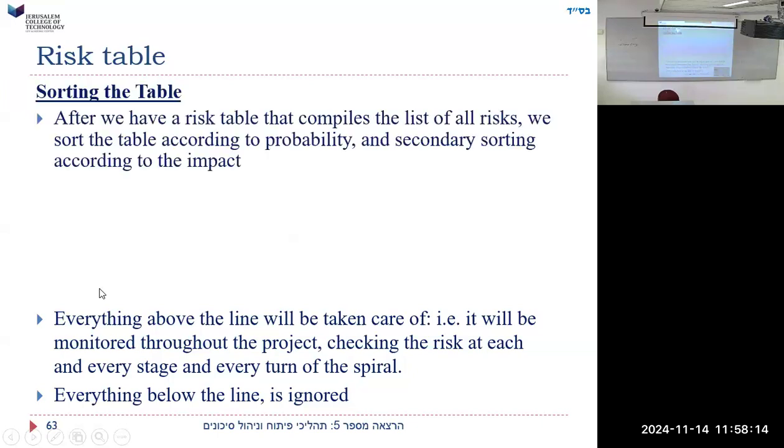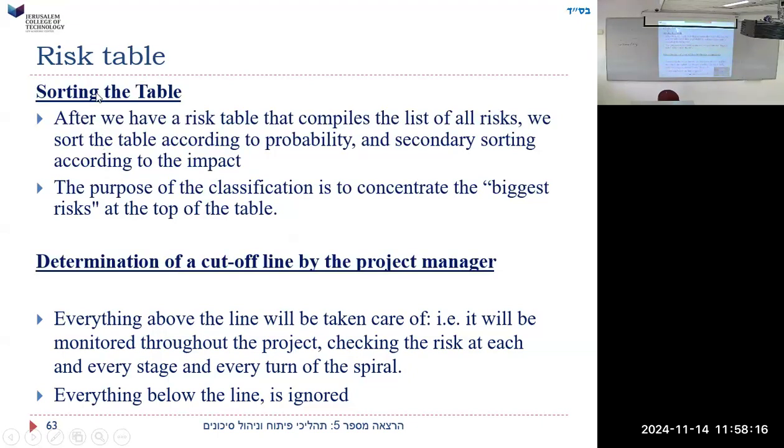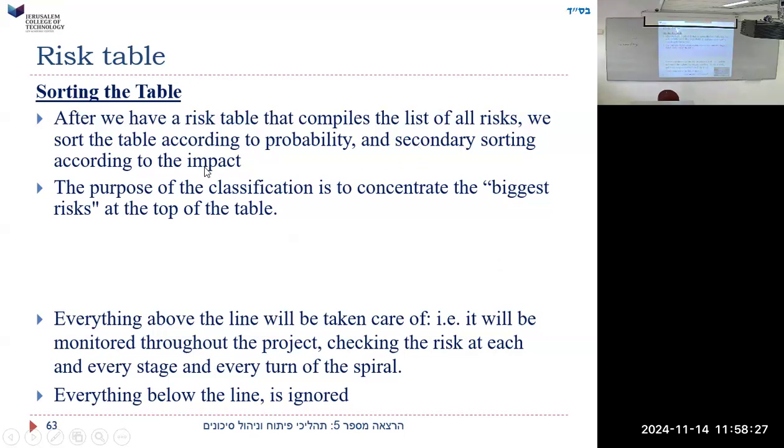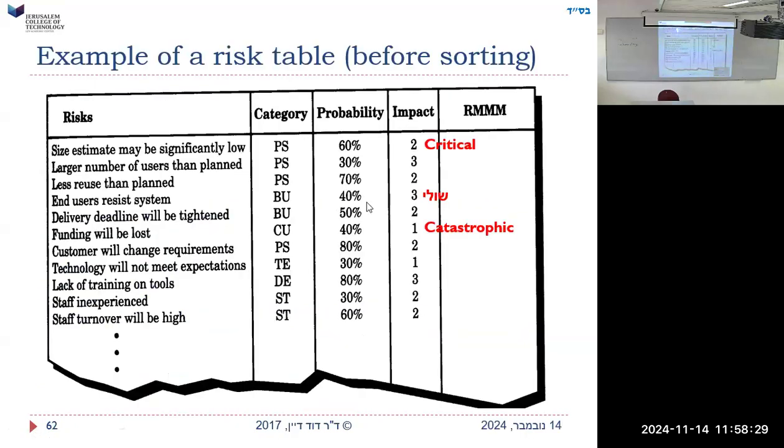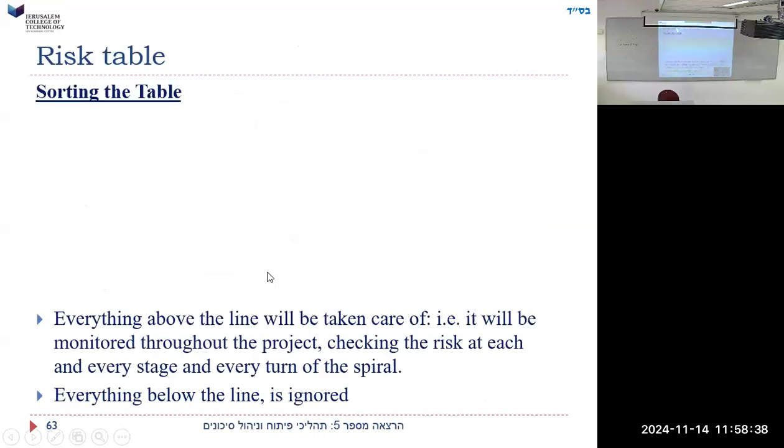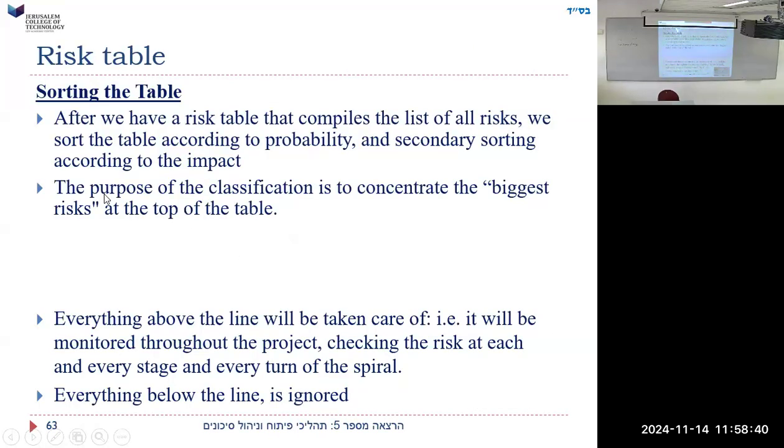Risk table. Sorting the table. After we have a risk table that compiles a list of all the risks, we sort the table according to probability, and then inside of probability according to impact. In other words, things that have a higher probability will be first, and then among those, all the ones that are 80, let's say, we'll sort by severity. The purpose of this classification is to concentrate on the biggest risks at the top of the table.